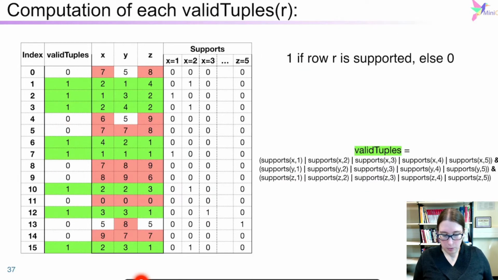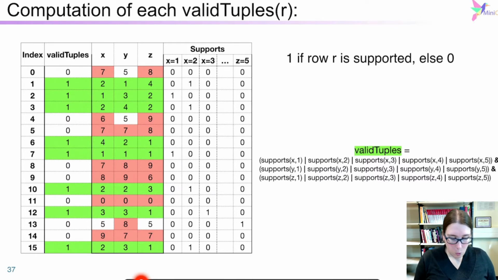Now, how can we compute the valid tuples? Well, valid tuples, they are also a bit set that will gather which tuples are valid. So again, 1 means yes, the tuple is valid. 0 means no, the tuple is not valid. So we want this result, which is the tuples that have values in the domain. So the domains were 1 through 5 for each of the variables. So the valid tuples are the green ones. We want 1 there and 0 in front of the others.